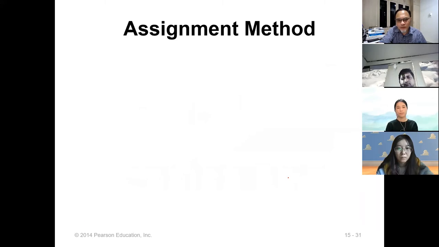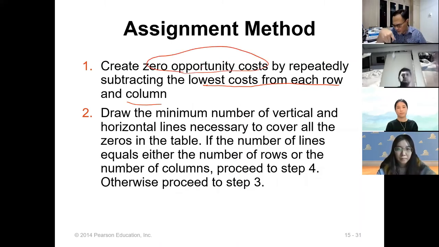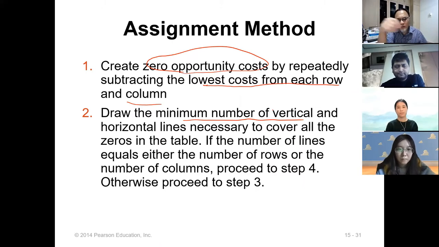Okay, let's go through. Create zero opportunity cost by repeatedly subtracting the lowest cost from each row and column. So what you're doing is trying to find the zero opportunity cost for each of the jobs. That's what you do for rows, then you do it for columns. Then you draw the minimum number of lines. Draw means physically draw the vertical and horizontal lines needed to cover all the zeros in the table.